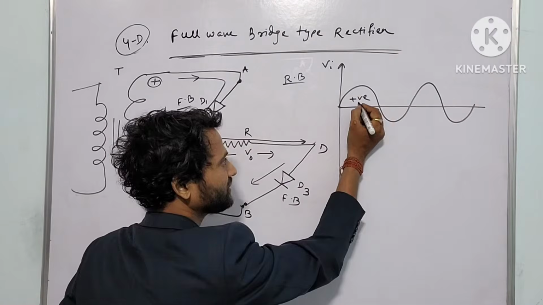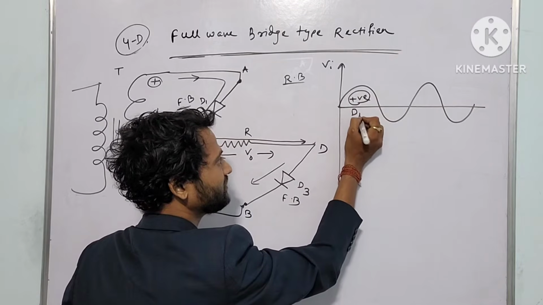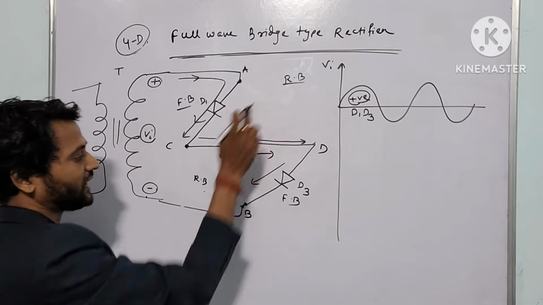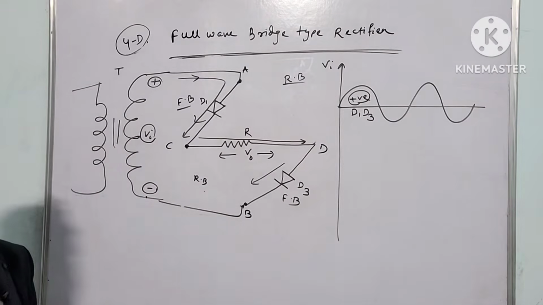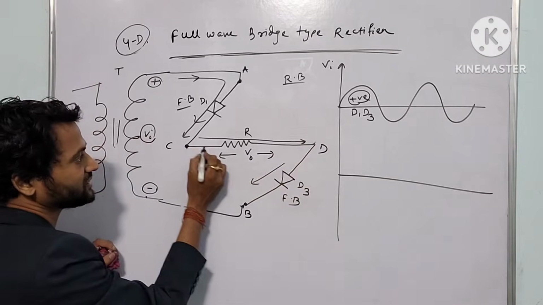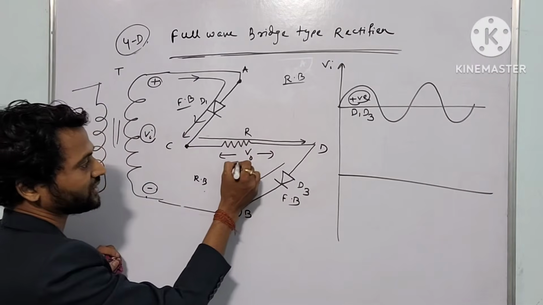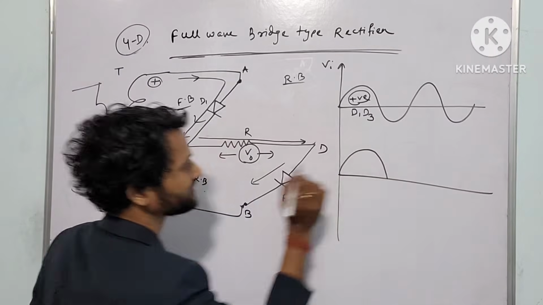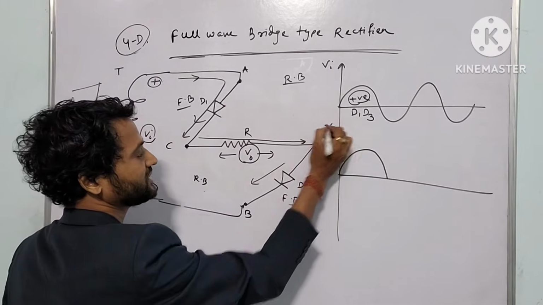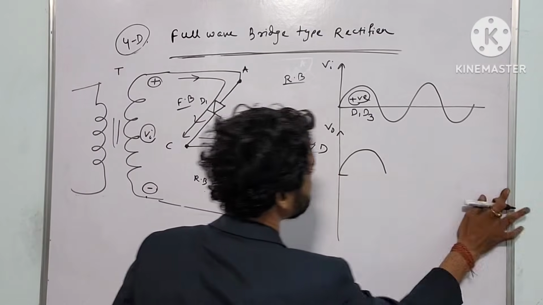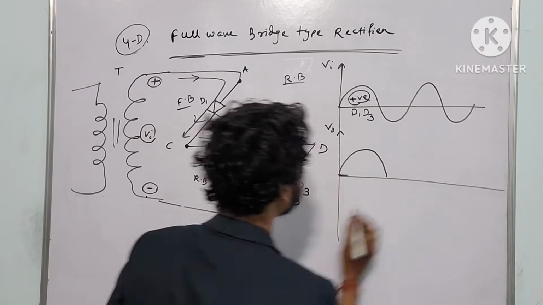So that means what you conclude, during positive half cycle D1 and D3 will conduct and D4 and D2 do not conduct. Is it clear? Then since D1 and D3 conduct, anyhow we are getting current through the load resistance, we will be getting some output voltage. So that means this one is your output voltage. It is clear? ये हो गया during positive half cycle.